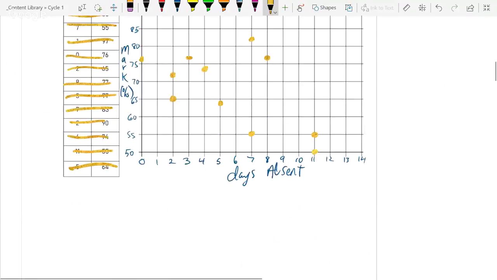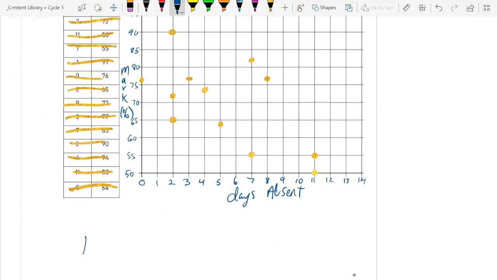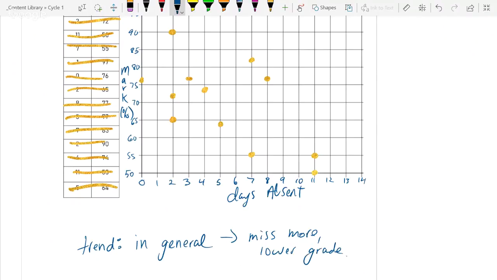Okay, again, what would you say the trend is here? In general, what would you say? Yeah. Miss more, lower grade. Now, this one's interesting to me because the cause could go both ways. Might you miss more class if you have a bad mark? There's an argument to be made, right? Man, I'm doing really crappy in science. Forget it. Who cares, right? Or, man, I'm doing great in science. I better attend every day because I want to keep doing that well.